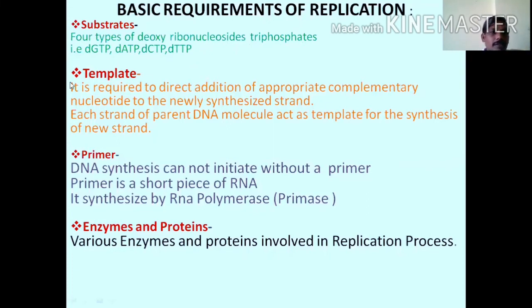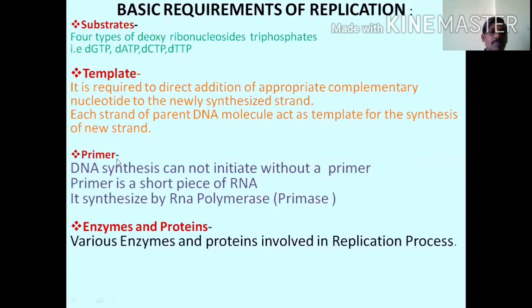The second basic requirement is the template. Template means that in the parent DNA molecule, one of the strands should act as a template. Based on the information on the template, the new nucleotides are joined together and synthesize the new strand. It is required to direct the addition of the appropriate complementary nucleotide to the newly synthesized strand. Each strand of the parent DNA molecule acts as a template for the synthesis of a new strand.